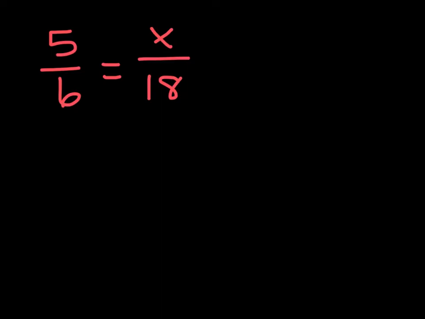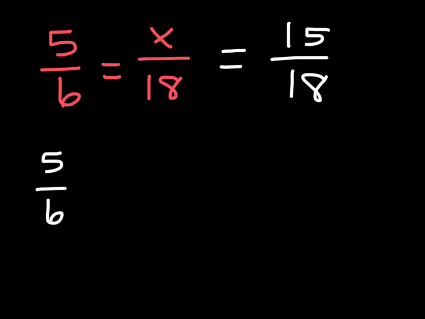So what times 6 would equal 18? That would be 3, right? So we're going to take 5 times 3 to solve for x, which would be 15. So the missing quantity in our proportion here is 15. So 5/6 equals 15/18.